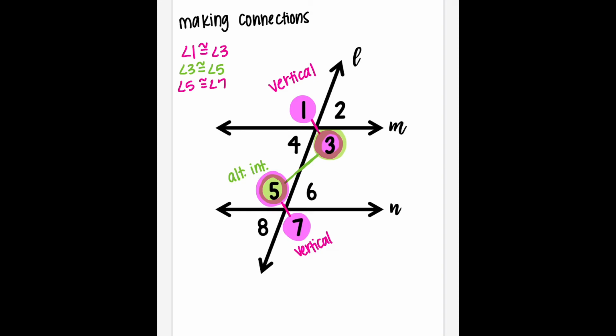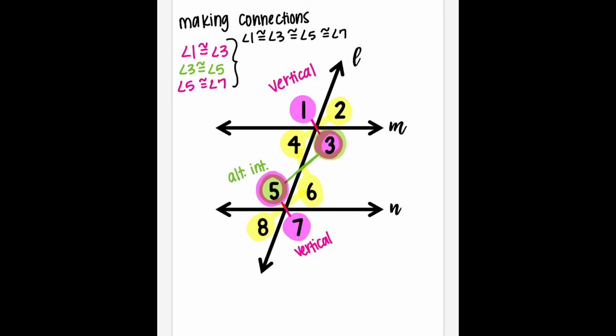Now you could do the same thing in the opposite direction. You could start with angle 2, right? So that's vertical to angle 4, and that's an alternate interior to angle 6, and that's vertical to angle 8. So all 4 of those are congruent as well. So not only can I list out all of these statements, I can simply say that angle 1 is congruent to angle 3, angle 1 is congruent to angle 5, and angle 1 is congruent to angle 7. They're all equal to each other. So angle 1 is congruent to angle 3, which is congruent to angle 5, which is also congruent to angle 7.